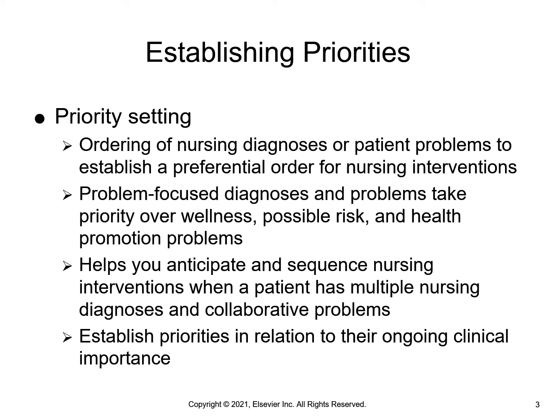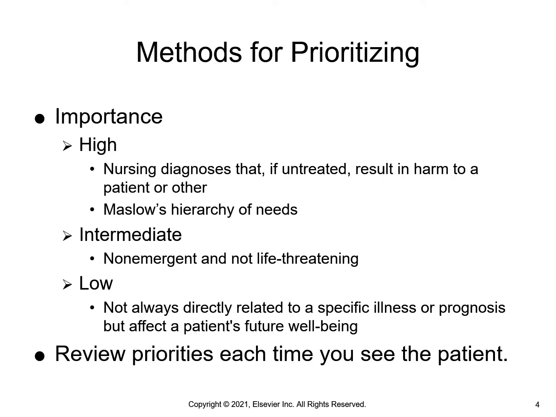Priority setting is not a matter of numbering the nursing diagnoses based on severity or physiologic importance. This kind of numbering system does not always reflect the actual patient changes clinically. As a nurse, we need to establish priorities related to the patient's ongoing clinical importance. When a nurse classifies, they classify patients' priorities as either high, intermediate, or low.